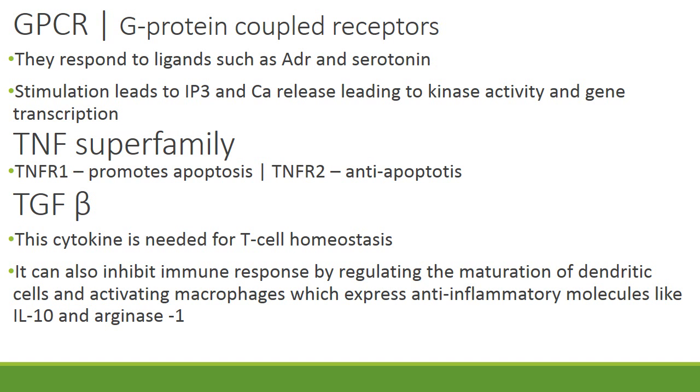The next three receptors are the G protein coupled receptors, the TNF superfamily consisting of TNFR1 and 2, and the transforming growth factor beta. The G protein coupled receptors respond to adrenaline and serotonin, and finally they lead to production of IP3 and calcium release. During this activity there is a kinase stimulation which leads to gene transcription. TNFR1 promotes apoptosis, whereas TNFR2 is anti-apoptosis. TGF-beta is mainly needed for T cell homeostasis, so that everything goes on well with the T cell family.